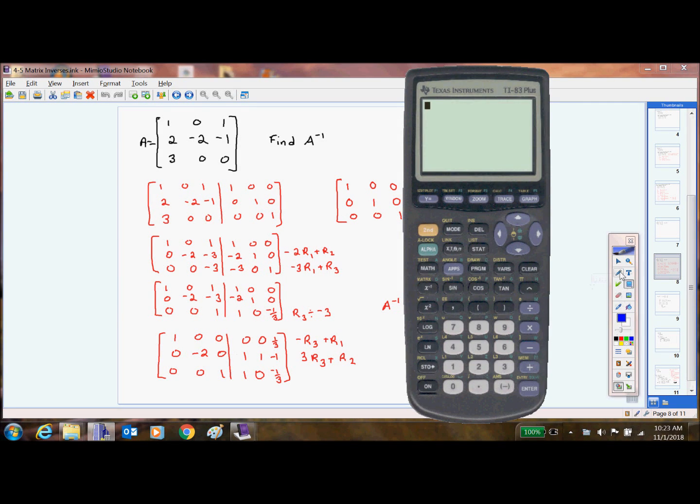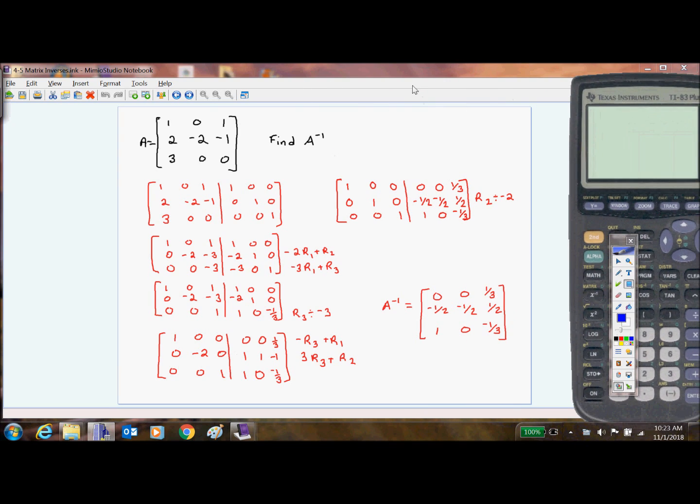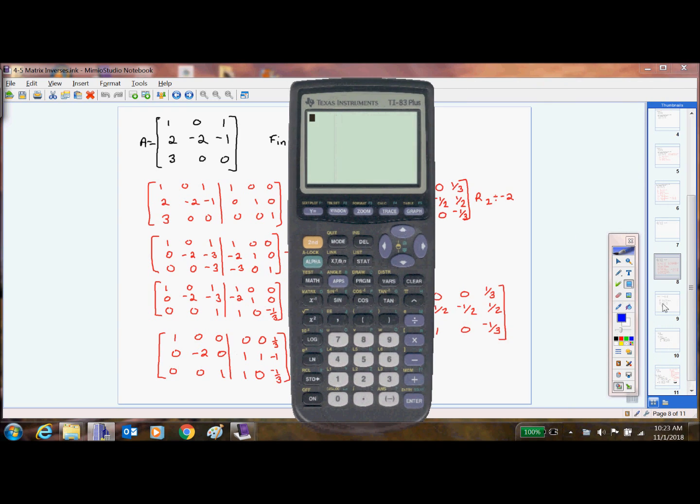Of section 4.5, matrix inverses. Yesterday we did a lot by hand, but today we're going to do most of our work by calculator. So make sure you've got your calculator out and ready, and we'll be set to go. As we were looking yesterday, we looked at a manual way of trying to find the inverse of A, and once again, we'll look at that just briefly today, but then we're going to work on the calculator methods.